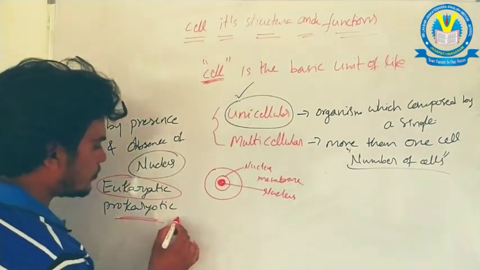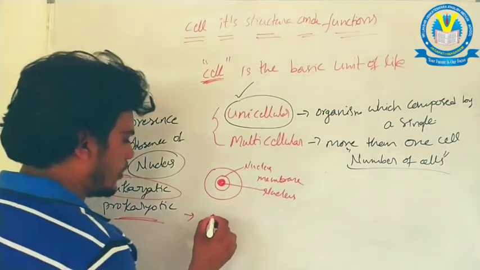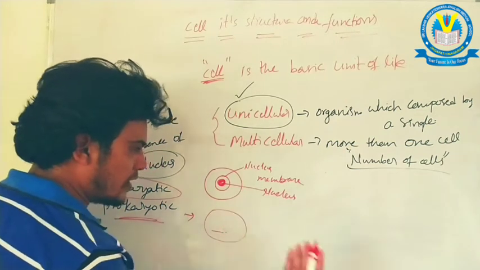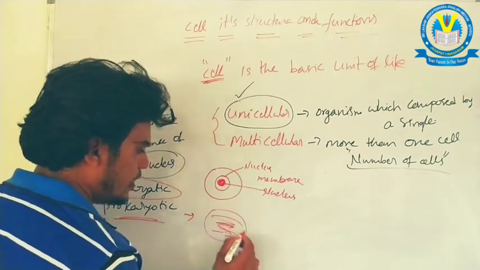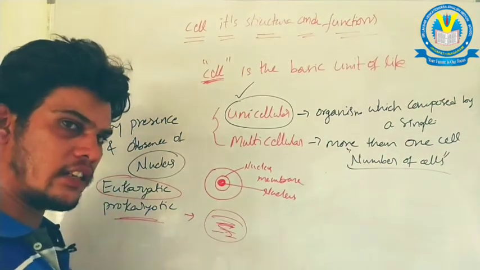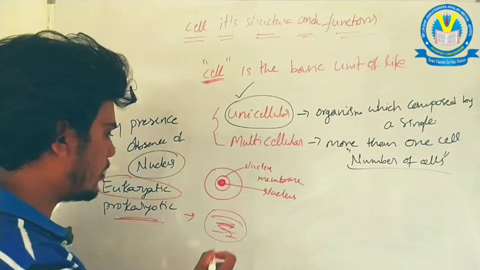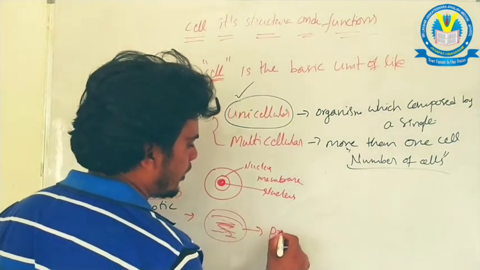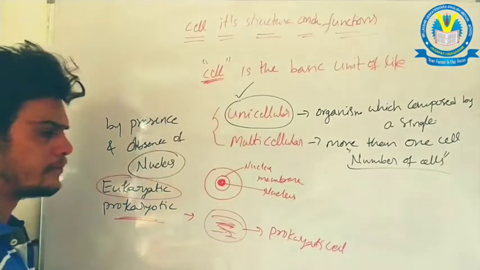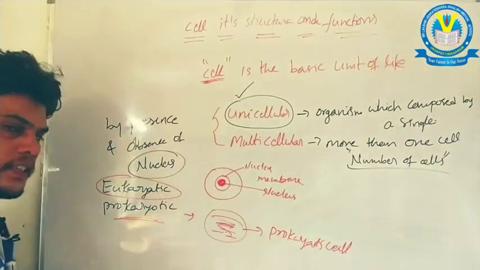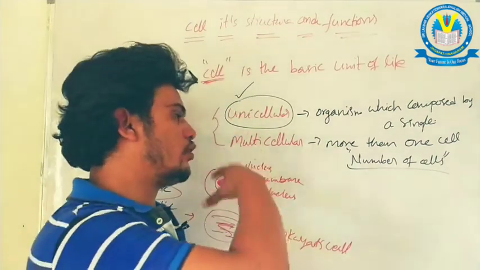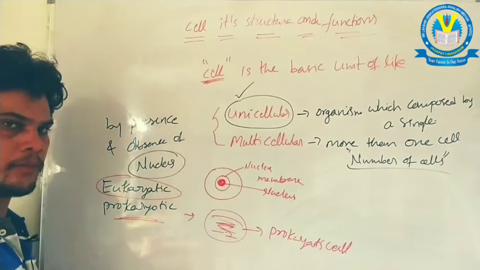If there is no clear nucleus, that is, in the cell there is no nucleus membrane and the nucleus is dissolved in the cytoplasm, there is no distinct nucleus. The nucleic matter is dissolved in the cytoplasm. They are called prokaryotic cells. This is the difference between eukaryotic cells and prokaryotic cells, which we discussed in our previous classes. So these are the basic things of the cells.